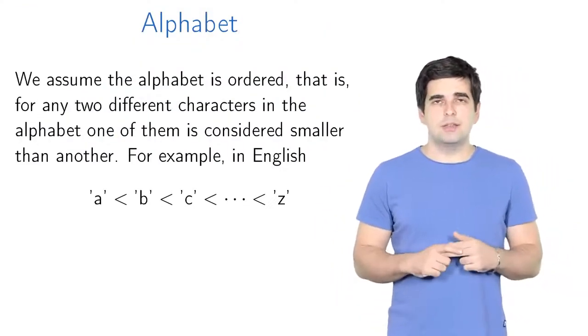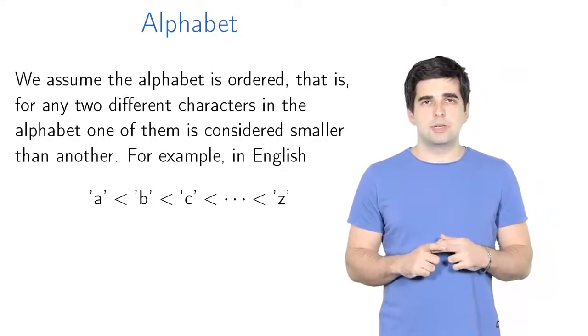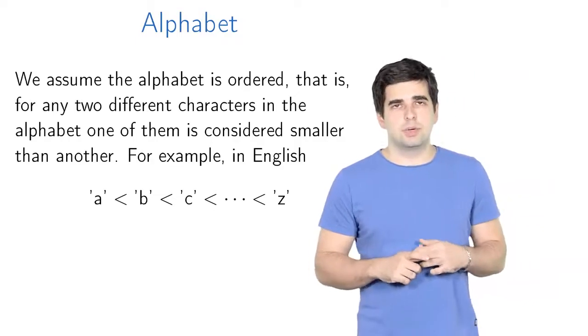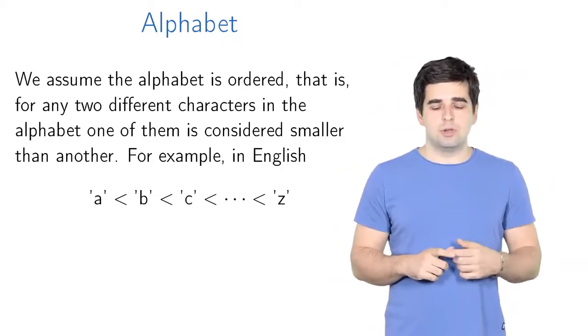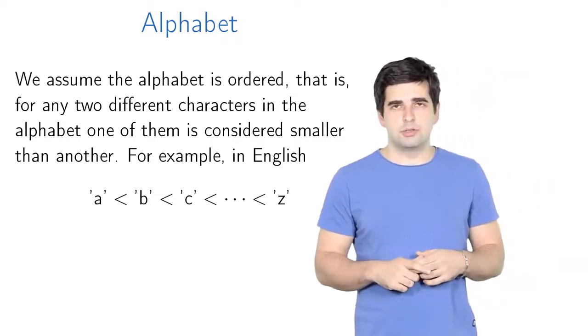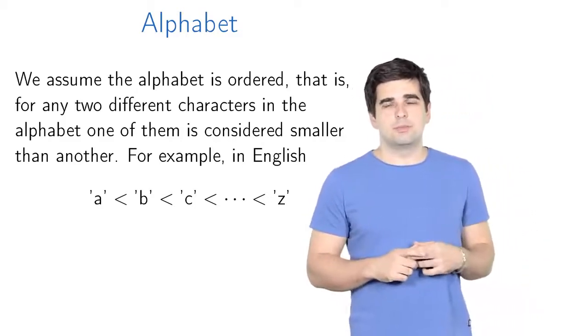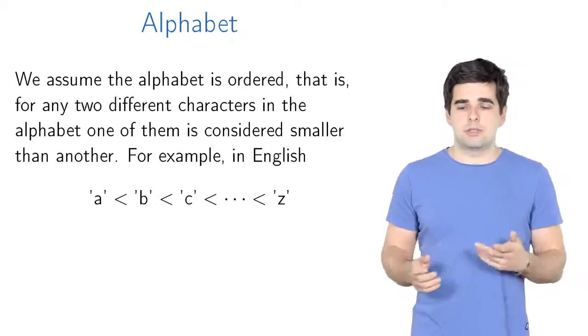So we assume that the alphabet from which our strings are built is ordered, so that for any two characters we can say which one of them is smaller. For example, in English we can order all the characters from A to Z, and in a binary alphabet we just have 0 and 1, and 0 is less than 1.